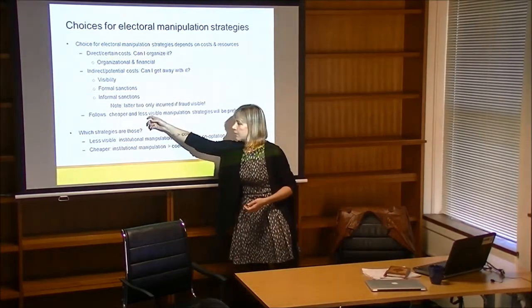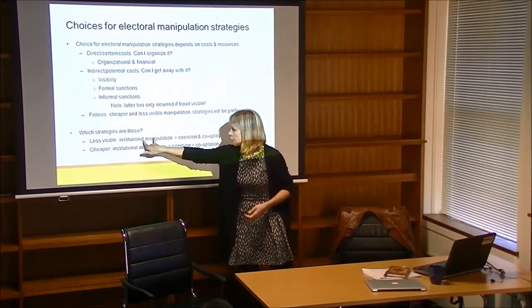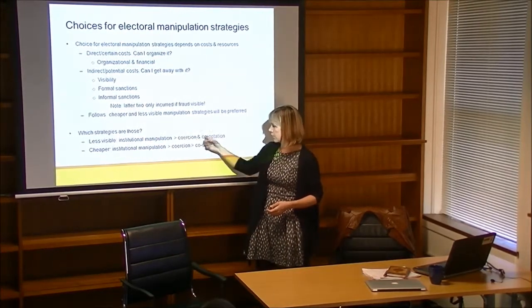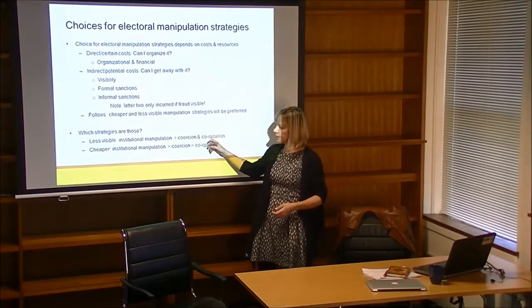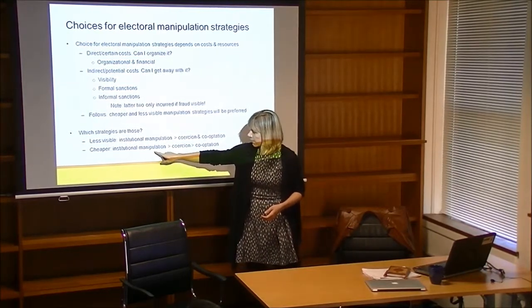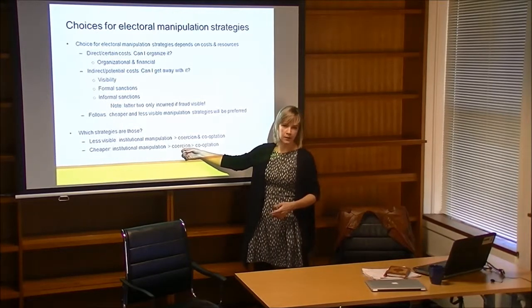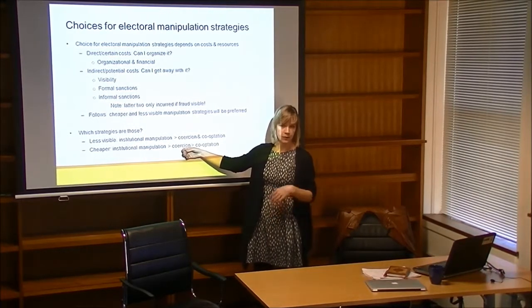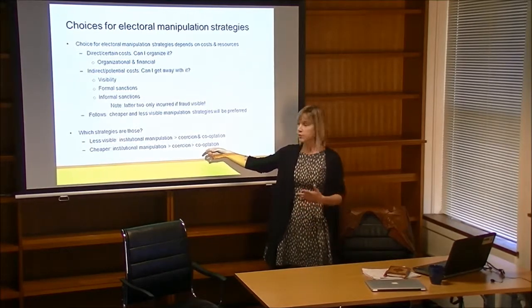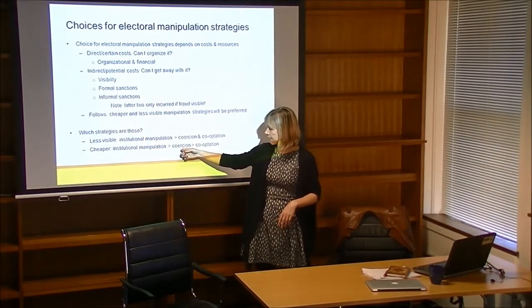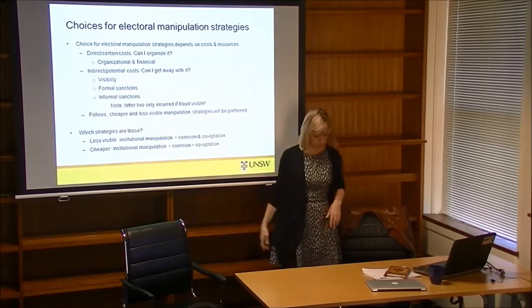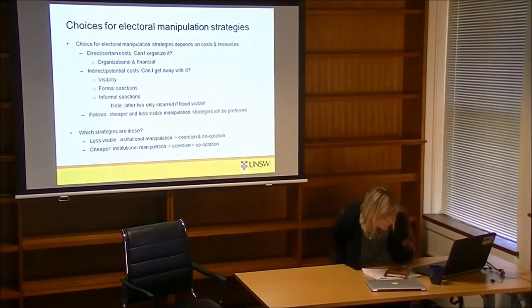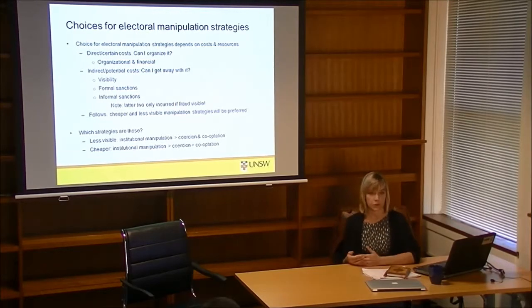And it's less visible. So the least visible is institutional manipulation, followed by coercion and co-optation, because both of these are rather visible, intimidation of voters and vote buying. And the cheaper forms are institutional manipulation, then probably coercion, because especially in a post-war context, weapons will be floating around, and it's easier to organize groups to get engaged in intimidation. And co-optation in both cases is going to be the most expensive form of manipulation because it requires massive financial resources and organizational resources, as we know from case studies on vote buying.